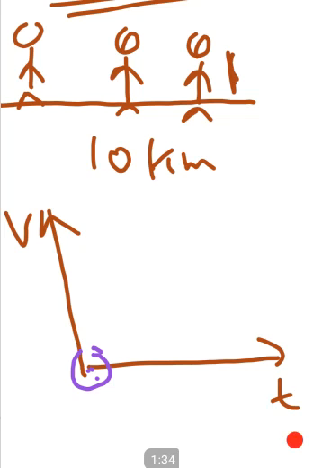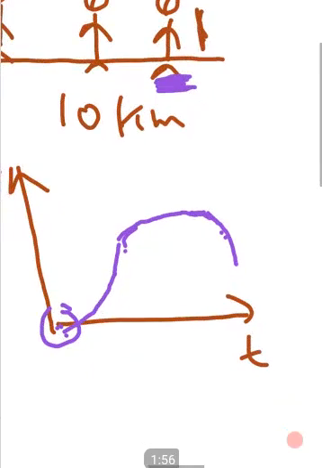Then he would increase his speed. That is, he would accelerate, but not uniformly. Then his speed would be constant for some time. Then when about 3/4 of the race is completed, he would begin to feel tired, and he would then decelerate like this. So that's somewhat the graph for a runner.